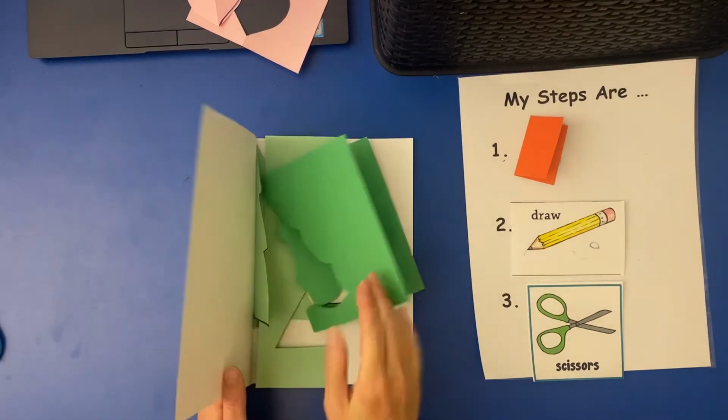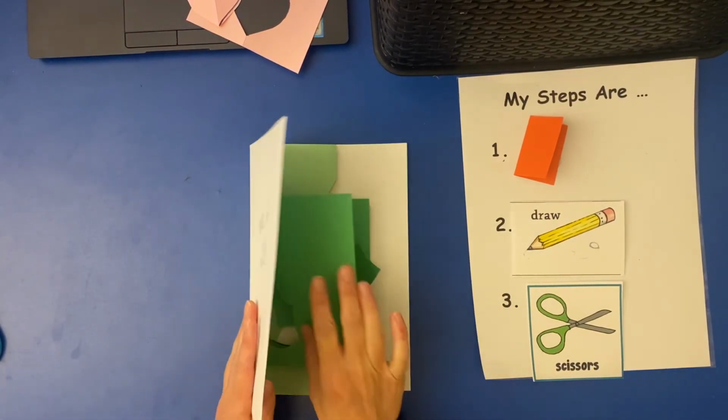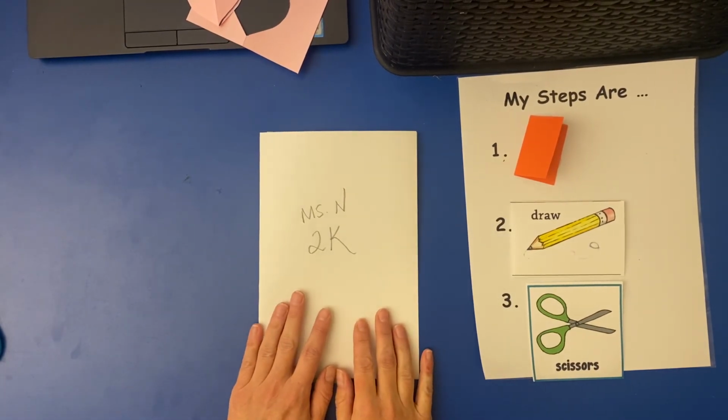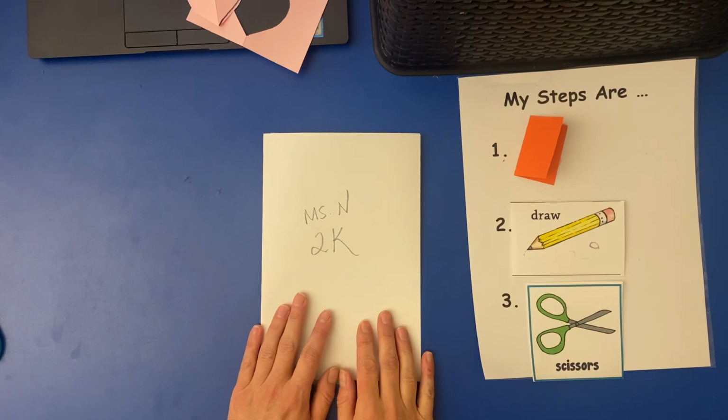And next week, we're going to use these pieces, both the positive and the negative, to create a winter tree scene. Have fun. I can't wait to see what you do.